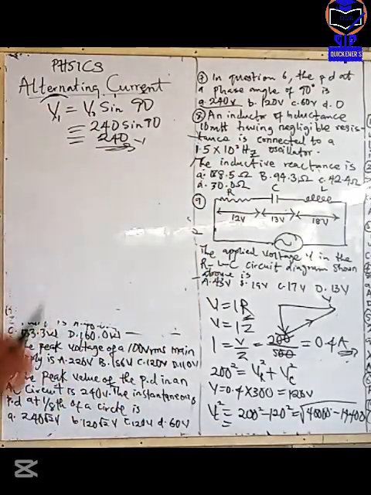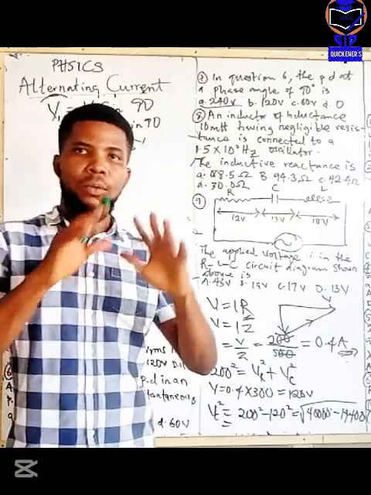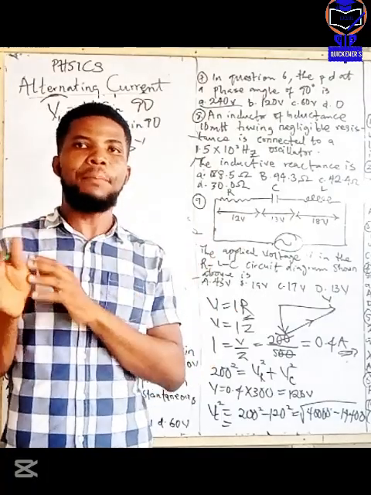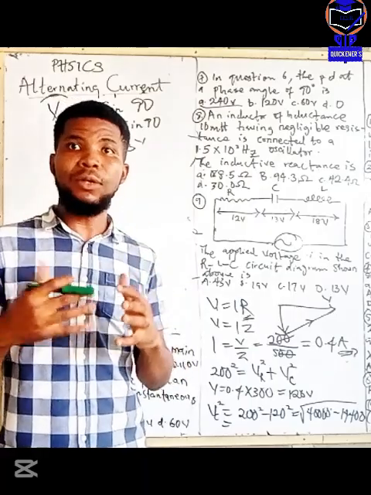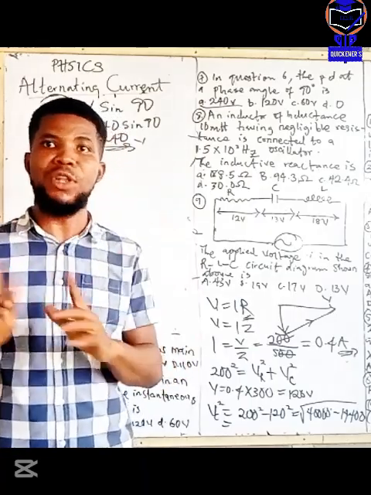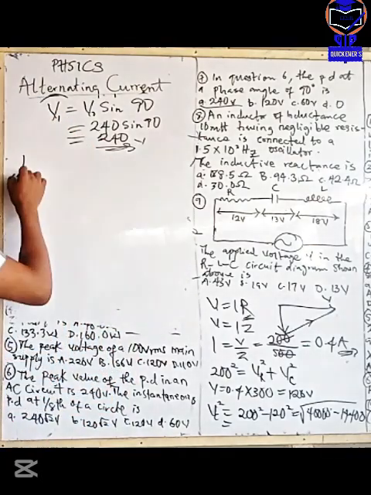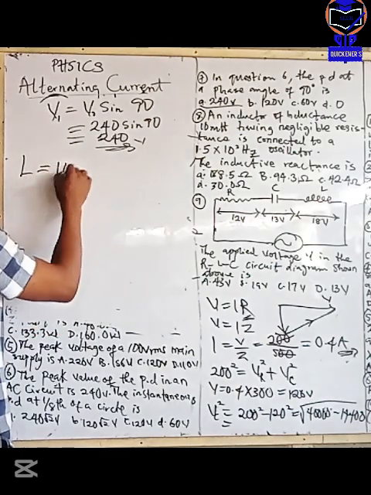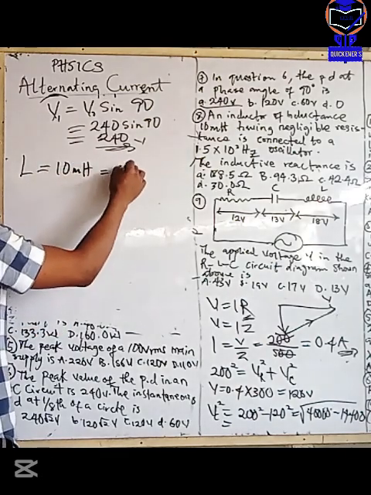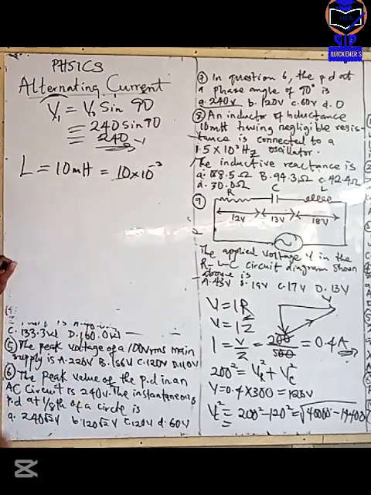So we are looking at what? The inductive reactance, okay? Remember I talked about when we have a combination of the capacitor, inductor, and resistor, it will experience an impedance, right? But for each of them, it is reactance. So we are now looking for the reactance of the inductor. The inductor is represented with the letter L. The inductance is 10 millihenry. And I told you the meaning of milli, so it is multiplied by 10 to the power minus 3 henry.